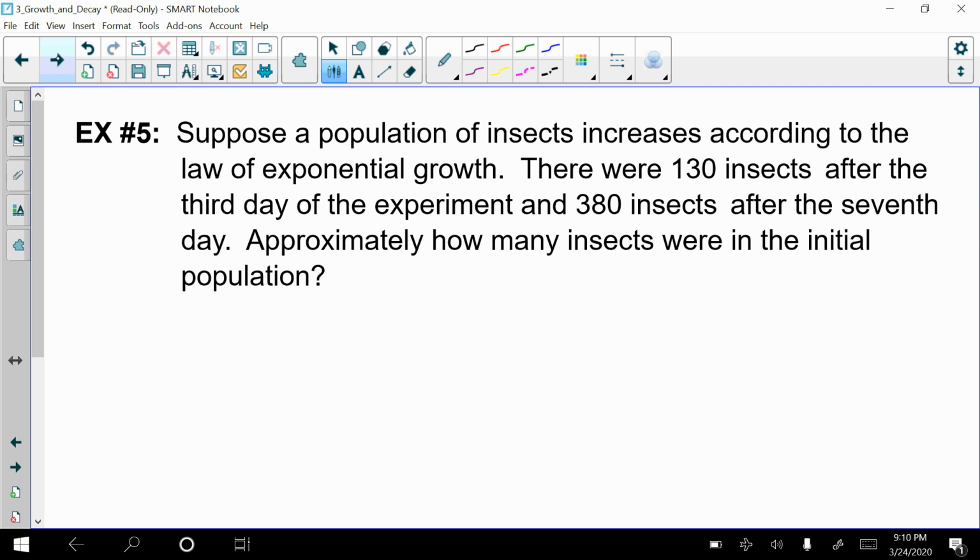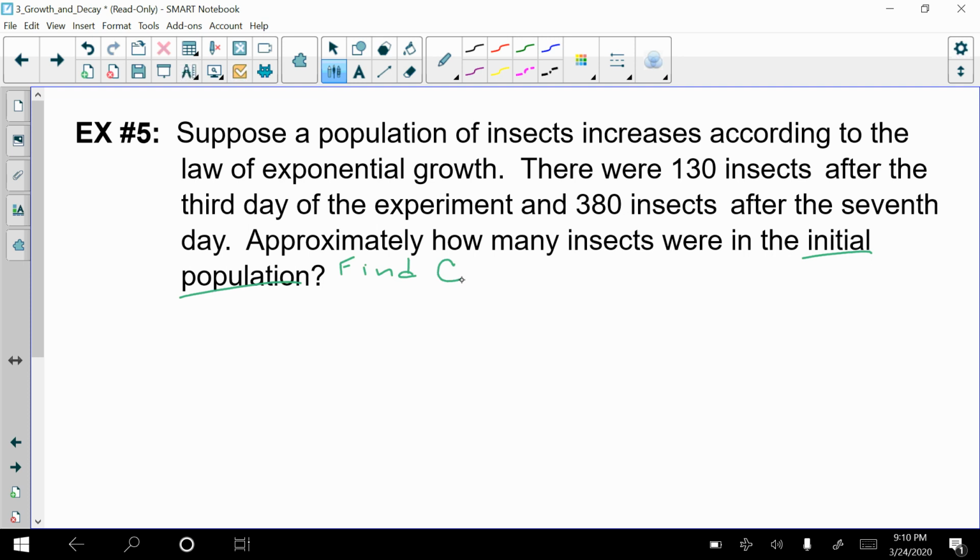Suppose a population of insects increases according to the law of exponential growth, so we know we're in the right wheelhouse. There were 130 insects after the third day of the experiment, and 380 insects after the seventh day. So we know t is going to be days. Approximately how many insects were in the initial population? That's telling you to find C. We want to know the initial amount that you had at time 0.